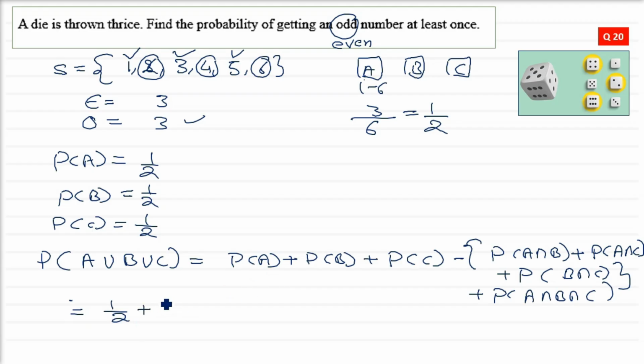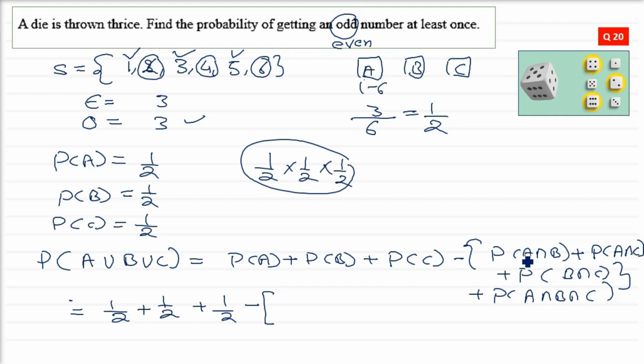What is P(A)? Half. P(B), P(C) also half. P(A∩B∩C). Now this P(A∩B), P(A∩C), P(B∩C). Whenever we are talking about intersection, these events are independent of each other. So how does this P(A∩B∩C) come half into half into half? I did write it. And how about P(A∩B)? I'm saying it is half and half. Can you figure out the explanation for this? P(A∩C) is again half into half. P(B∩C) is again half into half.